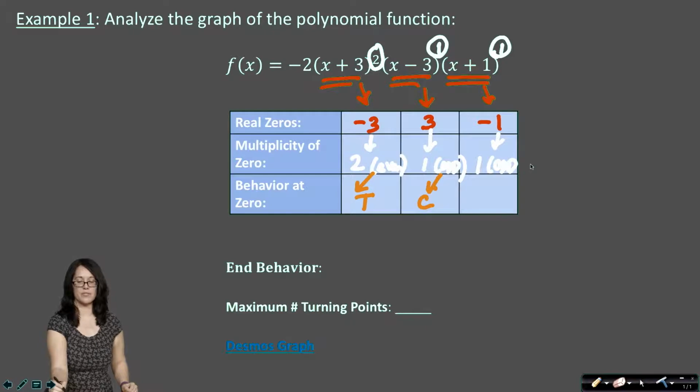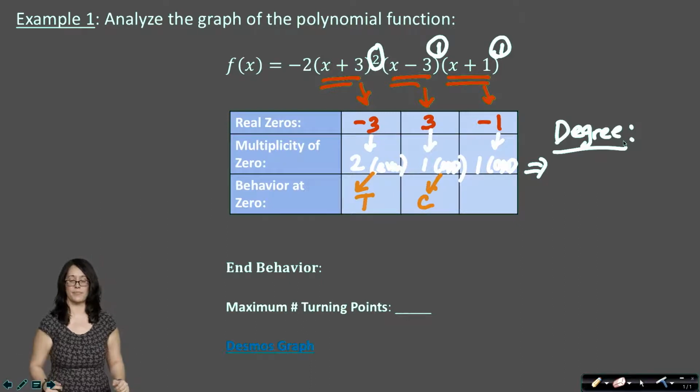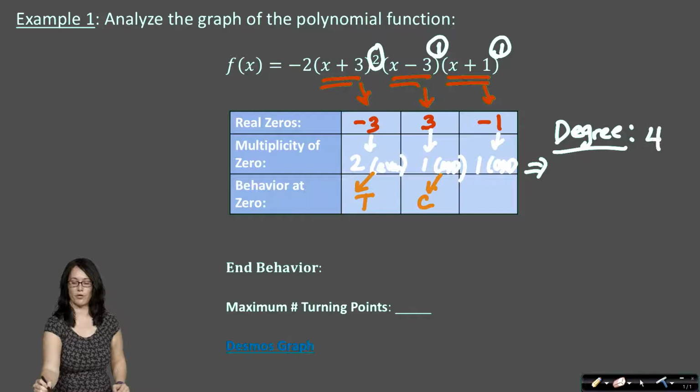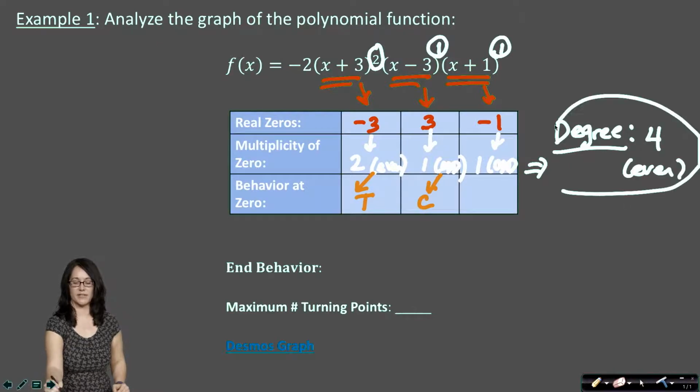Now, when I add up those multiplicities, do you notice that I get the degree right away, which is helpful for me, especially if I'm going to graph? So the degree here would be 2 plus 1 plus 1, or 4, which is even. So that could potentially help me find the number of x-intercepts. There were up to 4. Here there were only 3 of them because one of them was repeated.